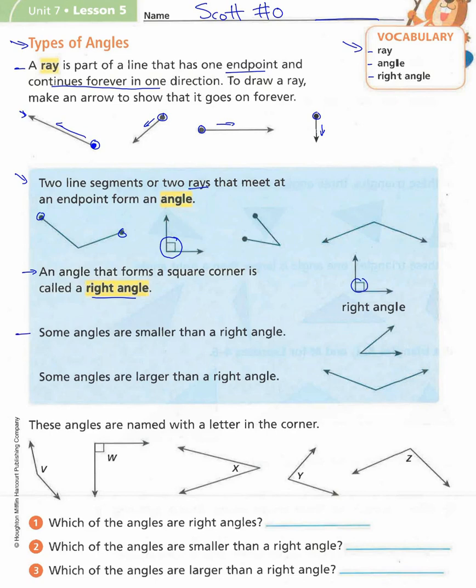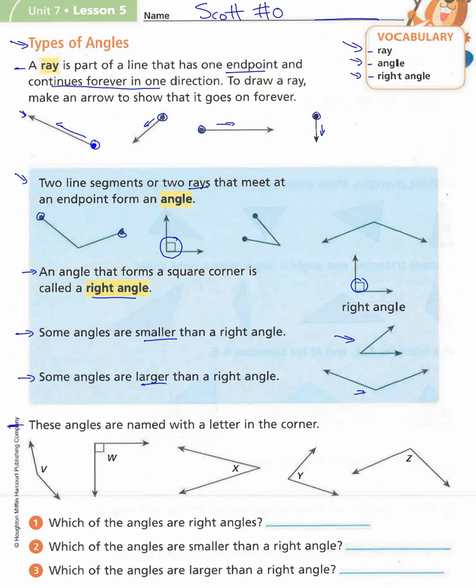Okay, so some angles, right? We can either have a perfect right angle, straight up and down, straight across, or those angles could be smaller than a right angle, like this one right here. It's more closed. I think of those as closed. Or some angles could be larger. I think of this as more open than a right angle. So we have a ray, which is just a line segment. We have an angle, and then we know what right angles are, right?